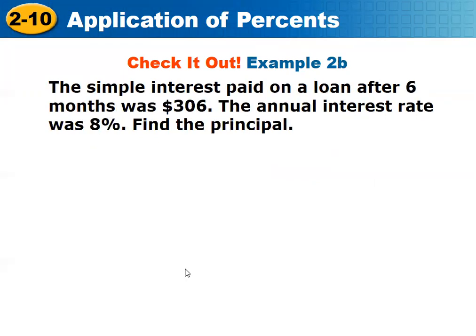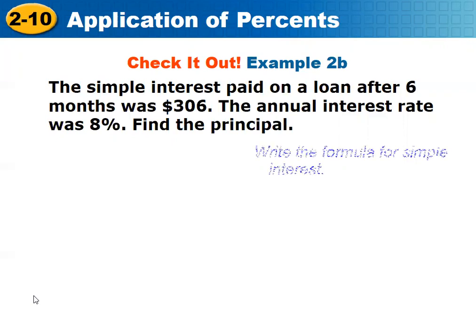This is another question. The simple interest paid on a loan after 6 months was 306. So the first number, we have 6 months. Take care about this point: 6 divided by 12 directly. And this one is the simple interest. The annual interest rate was 8%. Find the principal. Okay, find the principal.